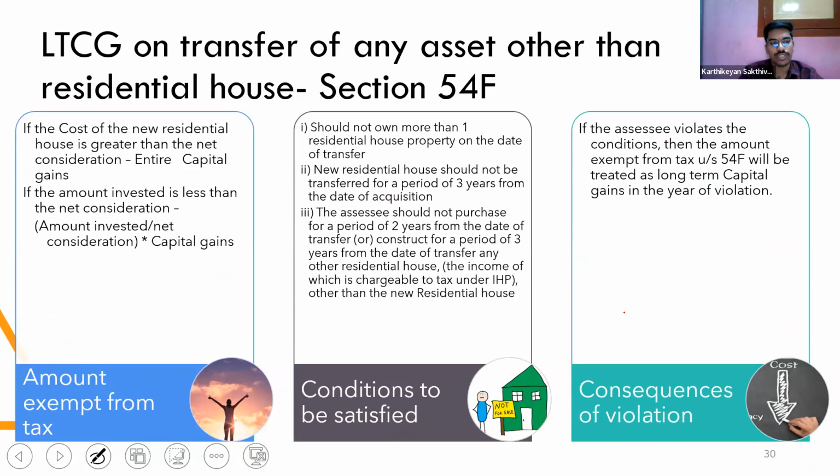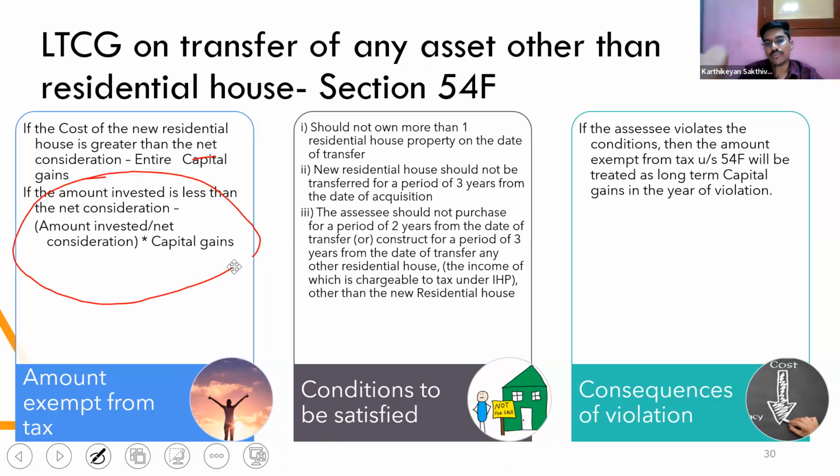You'll be having two situations. First one is if the cost of the new residential house is greater than the net consideration, then the entire capital gains can be claimed as deduction. If the amount invested is less than the net consideration, then amount invested into capital gains divided by net consideration is the amount which is to be exempted from capital gains, right?